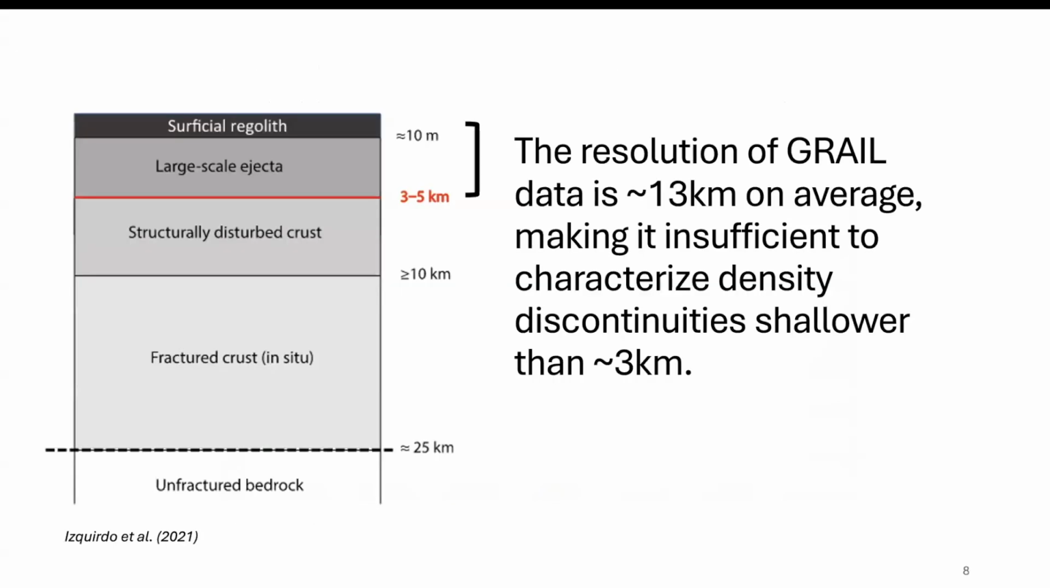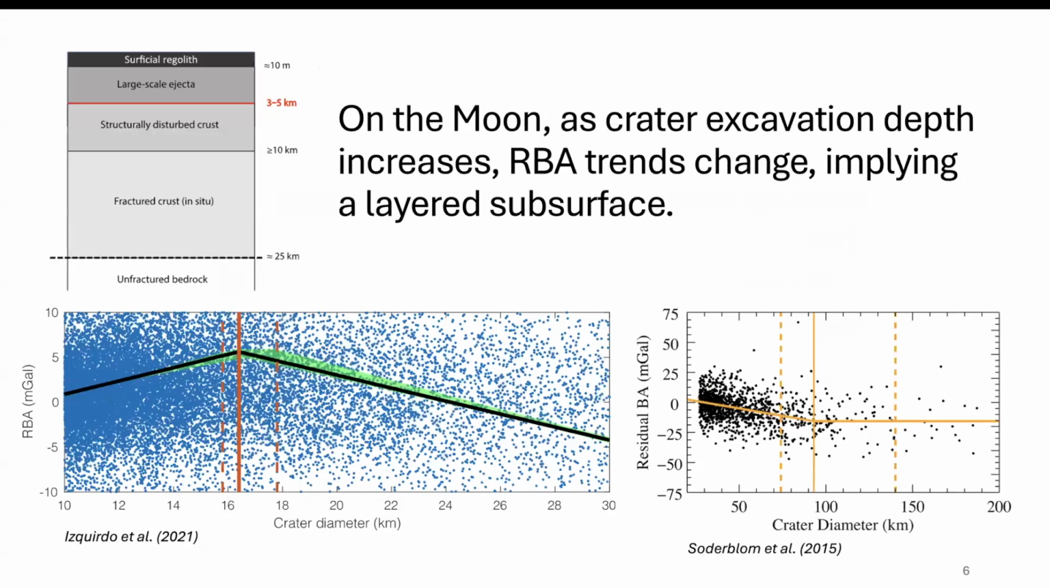Why am I so greedy? So basically, the spatial resolution of GRAIL is about 13 kilometers as far as getting residual Bouguer anomaly data and that kind of thing. So it makes it insufficient to be probing much shallower than that 3 to 5 kilometer discontinuity, supposedly. That's just around that limit where we can't really diagnose. And I will go back here. It starts to get really, really fuzzy the shallower you get.